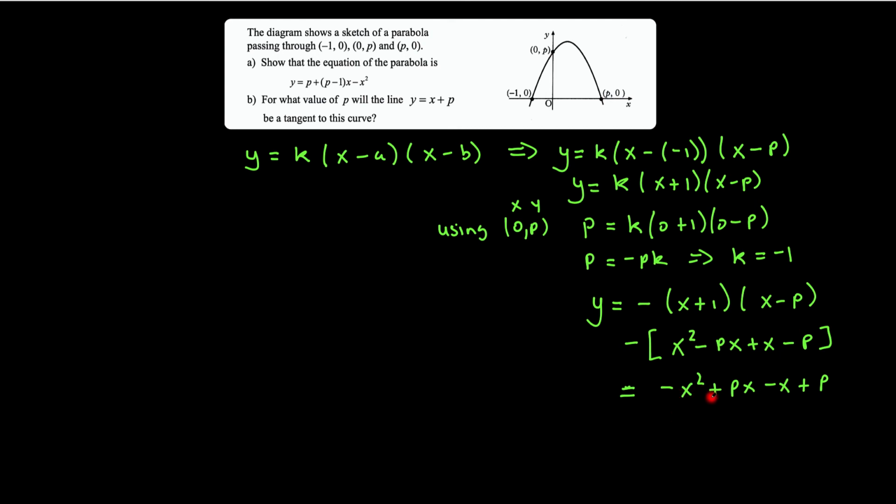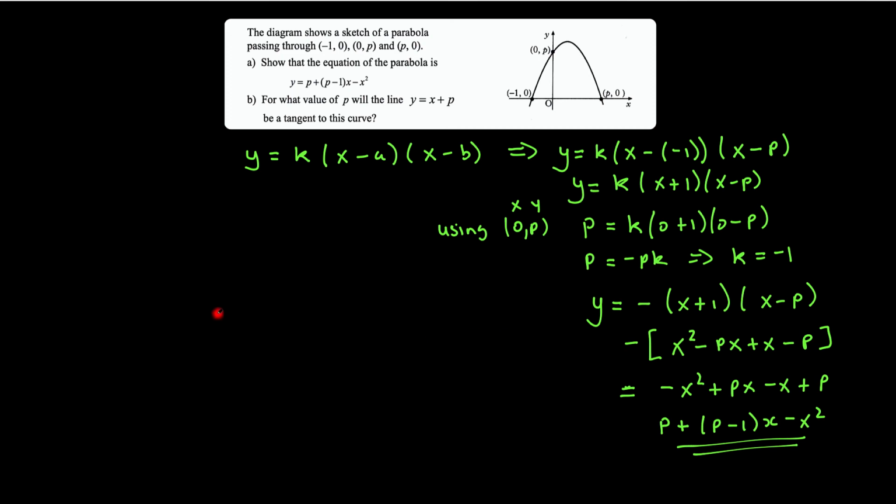And then I'm just going to rewrite this in this form. I'll bring my p in here, so that'll be p plus, now I'm taking a common factor which is x. I'll get (p minus 1)x minus x squared. So that's us shown that this is the equation of this parabola.